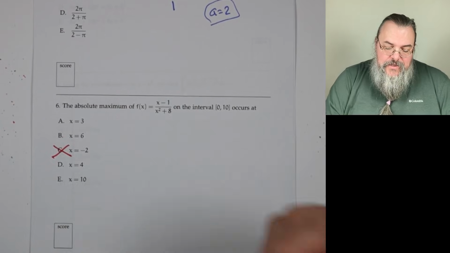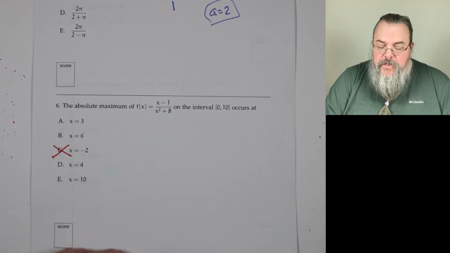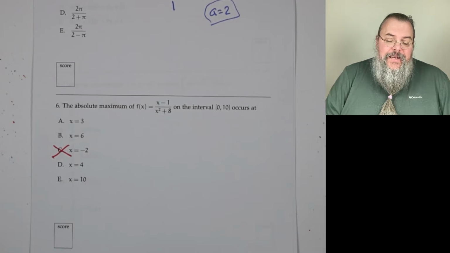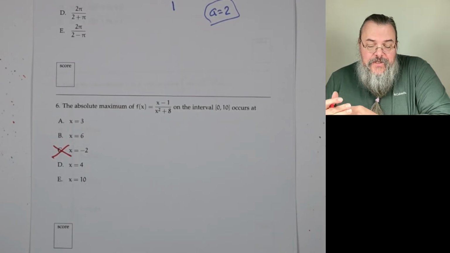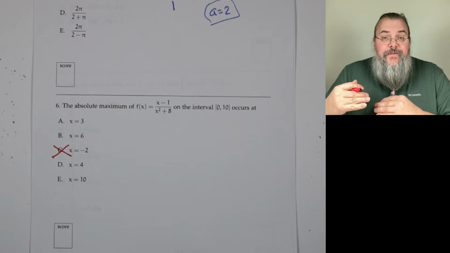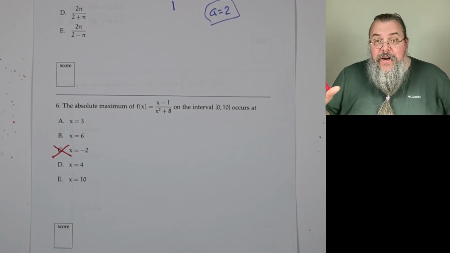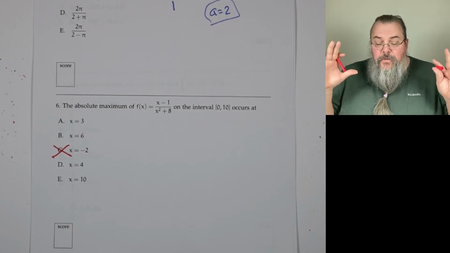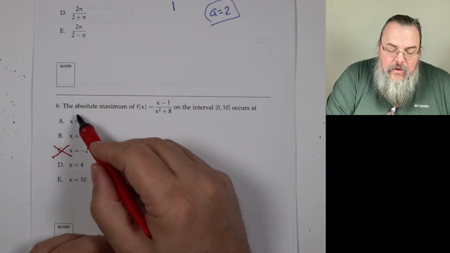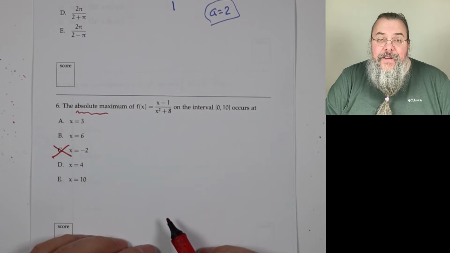One option is we plug in each of these numbers and just look at how big they are. And the other option is to say, well, let's just go through the process. I'm not claiming one is better than the other. Do what works for you. So I'm going to go ahead and just do the process. So we're testing for absolute max and min.